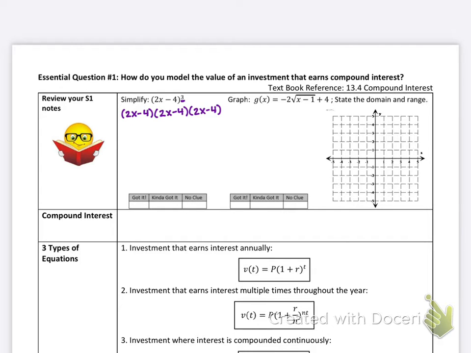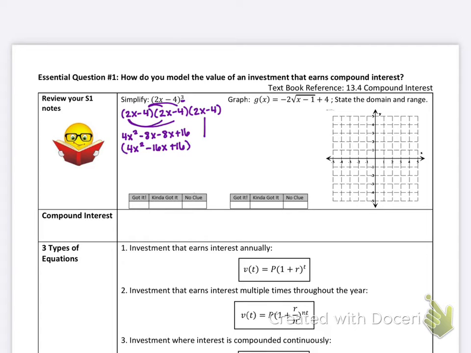Now to multiply these out, we only want to multiply a binomial times a binomial. There are 2 ways to do this, and I'm going to show you both. The first way is using the distributive property. It basically says that I multiply my first item to the 2 items in the second parentheses, and I multiply my second item to the 2 items in the second parentheses. When we do that, we end up getting 4x squared minus 16x plus 16.